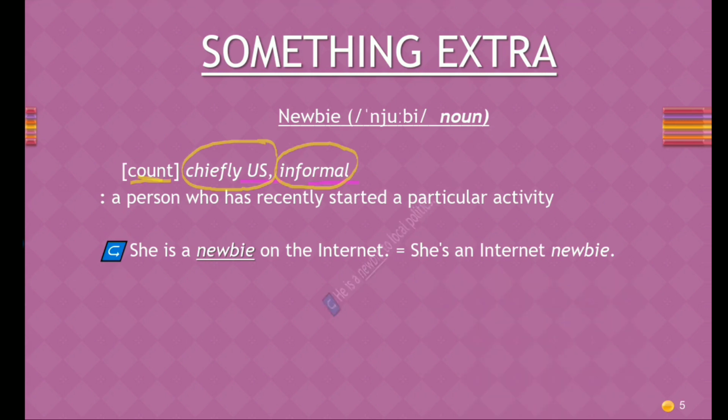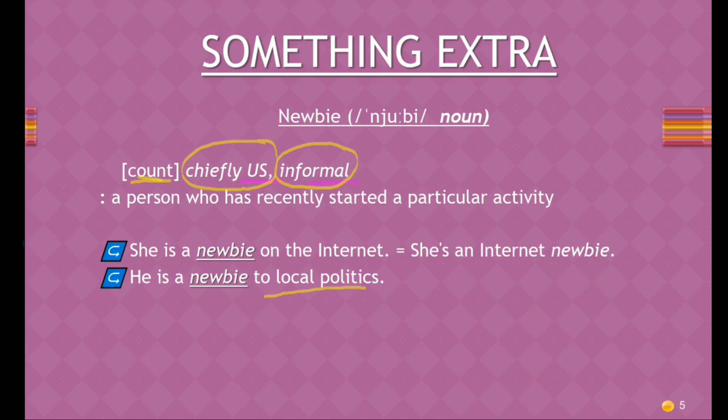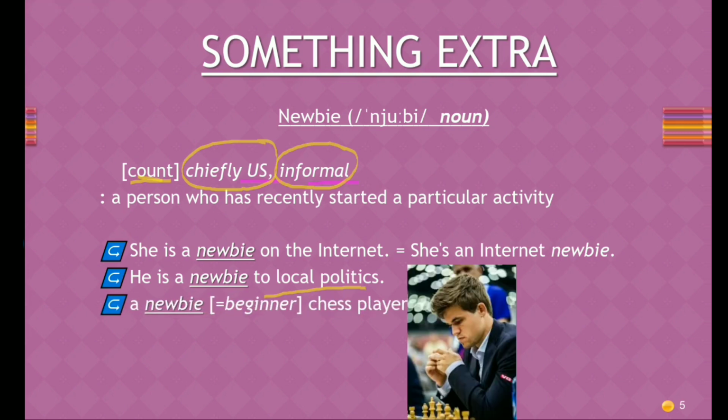Now, he is a newbie to local politics. It means he has recently been elected to local politics. He is new to local politics. Newbie here can also mean beginner. So a newbie chess player means a beginner chess player, or he has recently started to play chess. He doesn't have enough idea about chess, or lacks experience, we can say. So I hope it is clear.